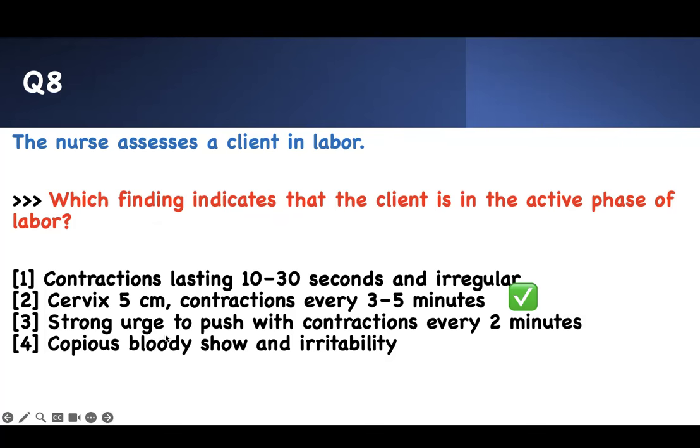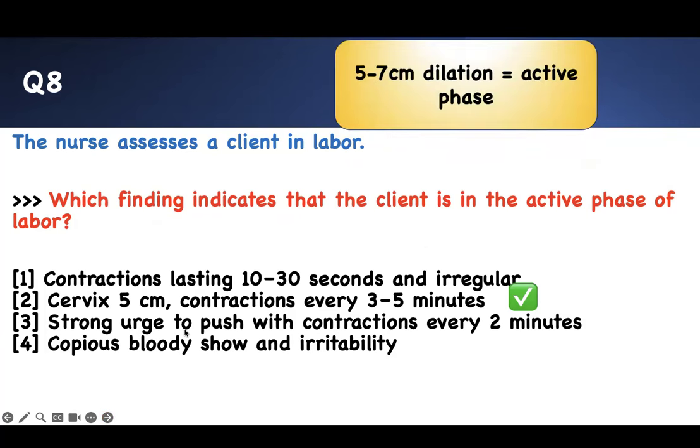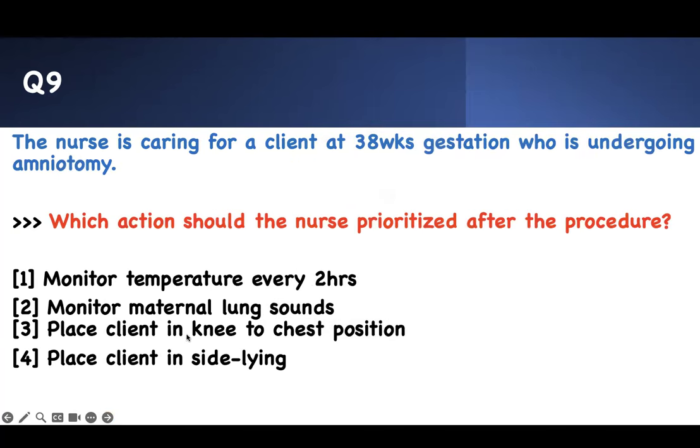This is test-taking strategy, labor and delivery, English practice question on maternity nursing to help you pass your NCLEX nursing school. So 5 to 7 centimeters dilated is active phase, and that's the right answer.